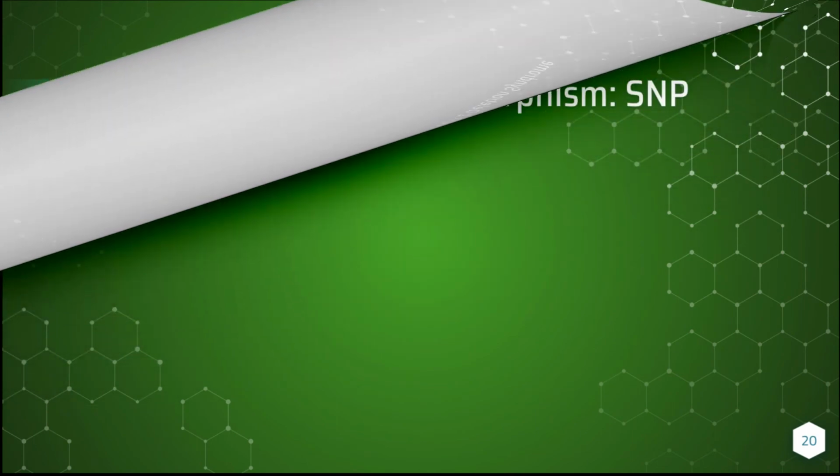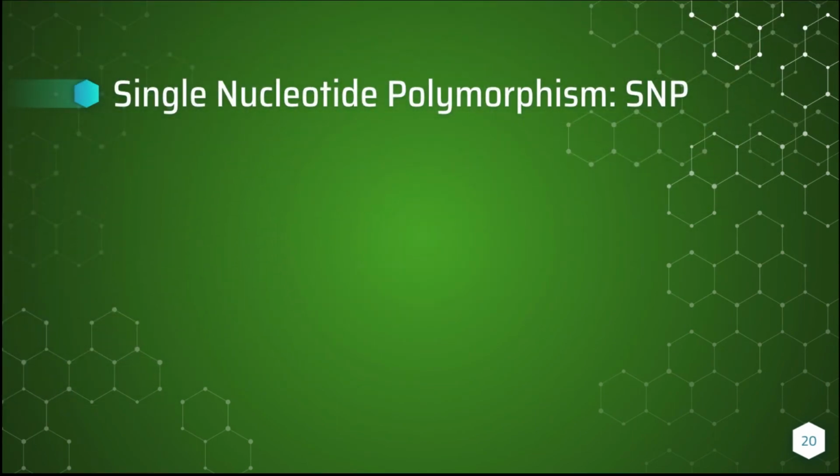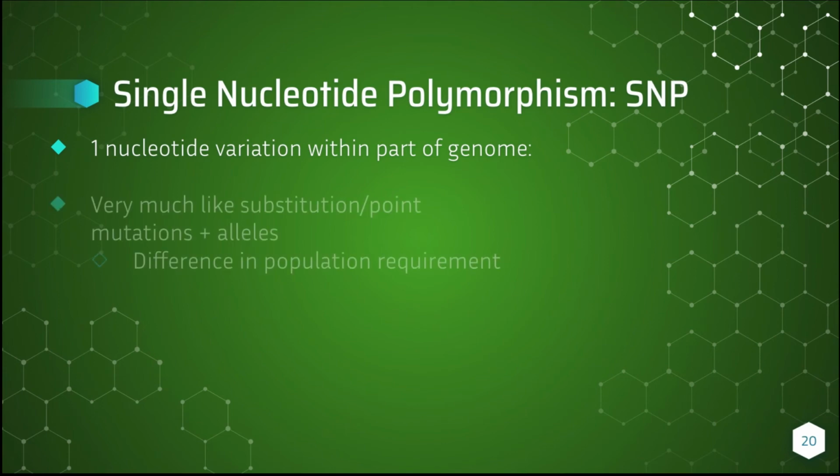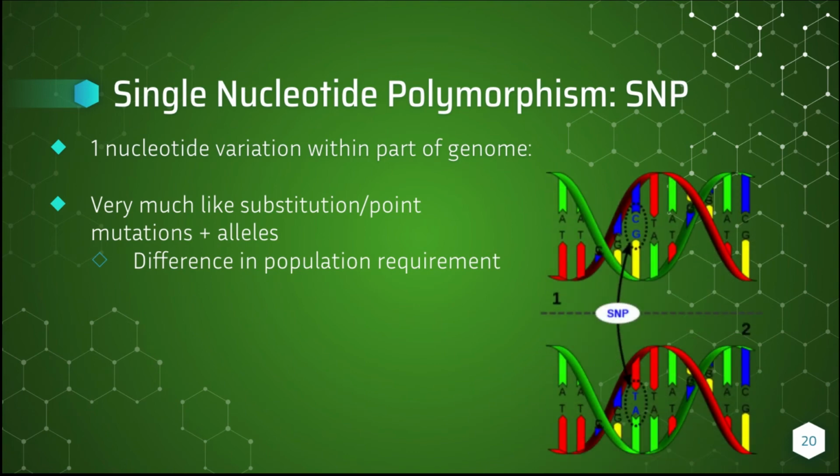Let's talk about single nucleotide polymorphisms. So, what exactly are single nucleotide polymorphisms? Well, a single nucleotide polymorphism is a substitution of a single nucleotide base within a specific part of the genome. You can say that substitution mutations and alleles of genes are basically the same thing as single nucleotide polymorphisms. However, different from substitution mutations, single nucleotide polymorphisms have to meet one more requirement. They have to be in at least 1% of the population.